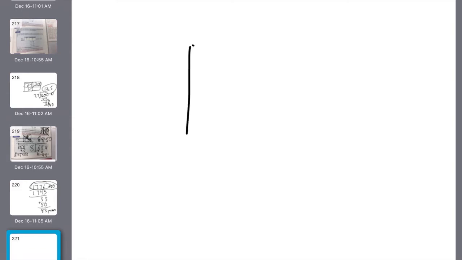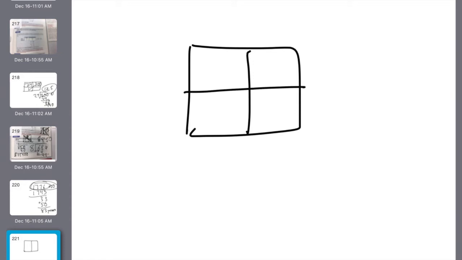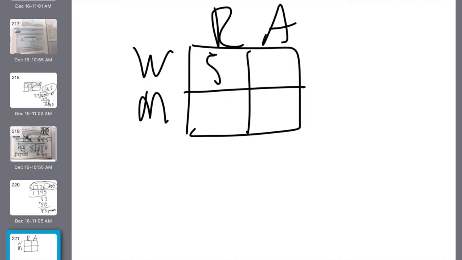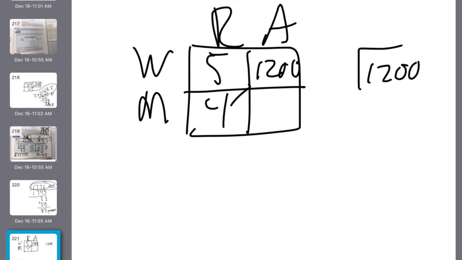Number 3, the ratio of women to men at the theater, ratio from yesterday's lesson, ratio to actual. The ratio of women to men was 5 to 4. If there were 1,200 women, how many men were there? Okay, so you got 2 choices. You could cross multiply and then divide, or you could divide and then multiply. I'm going to divide.